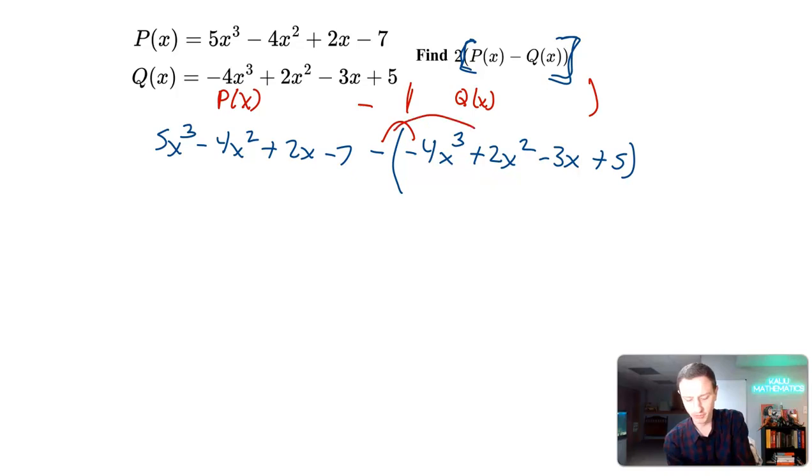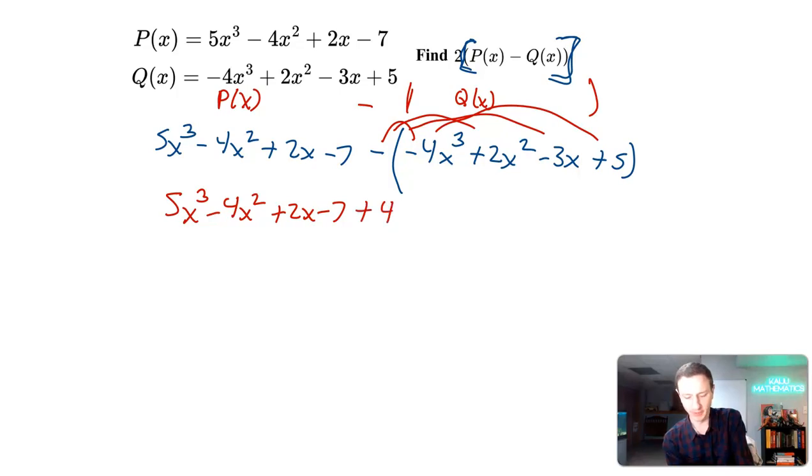So I'm going to distribute the negative into there, or just take the opposite of all the signs. That's going to give me 5x to the third minus 4x squared plus 2x minus 7 plus 4x to the third minus 2x squared. See what I'm doing? I'm just changing the signs here. That becomes a positive, that becomes a negative. Plus 3x, because it was minus 3x, so it becomes positive 3x, and then minus 5.